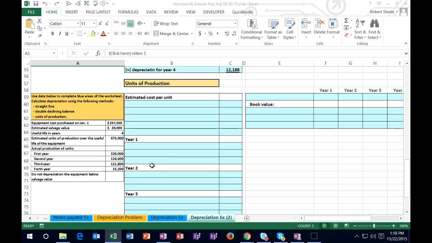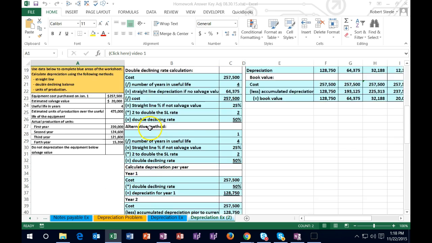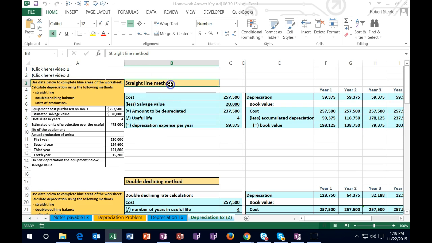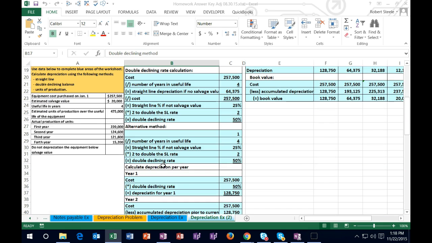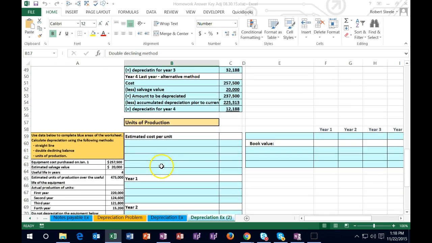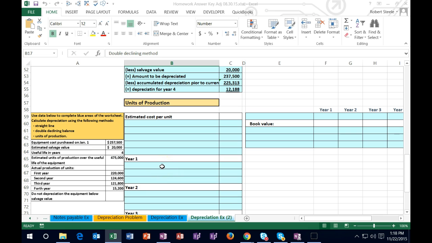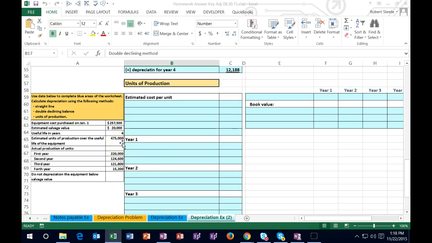Hello, in this lecture we will take a look at a problem working depreciation using the units of production. We have previously worked the same numbers using the straight line method, the double declining method, and now we'll move on and compare and contrast the units of production method. We'll be using the same numbers, these numbers over here. We'll plug them into this worksheet here and calculate the depreciation.